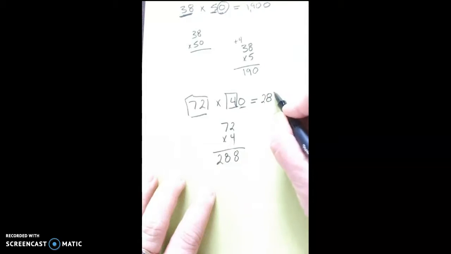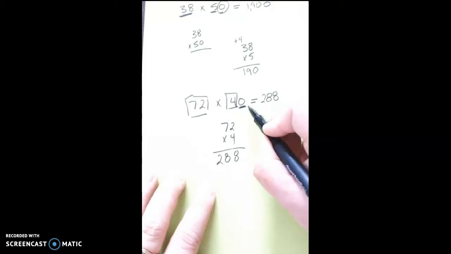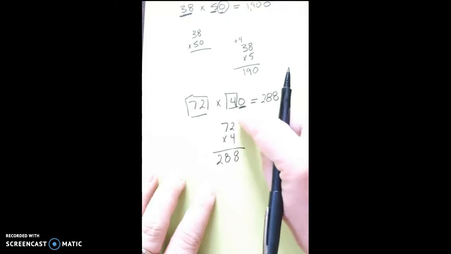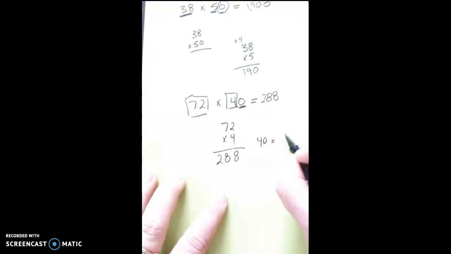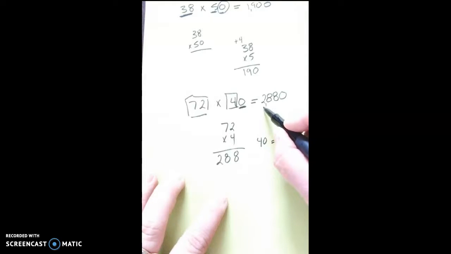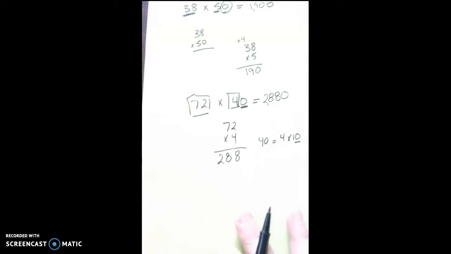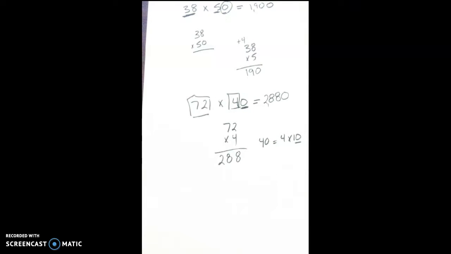Now, am I done? No, because I still have to multiply by my 10 that I have not done yet, because I know that 40 is the same thing as 4 times 10. So I'm just using the distributive property in order to do this. So now all I have to do is add my 0, and I get my answer of 2,880. So that's how we're going to do our problems this morning.